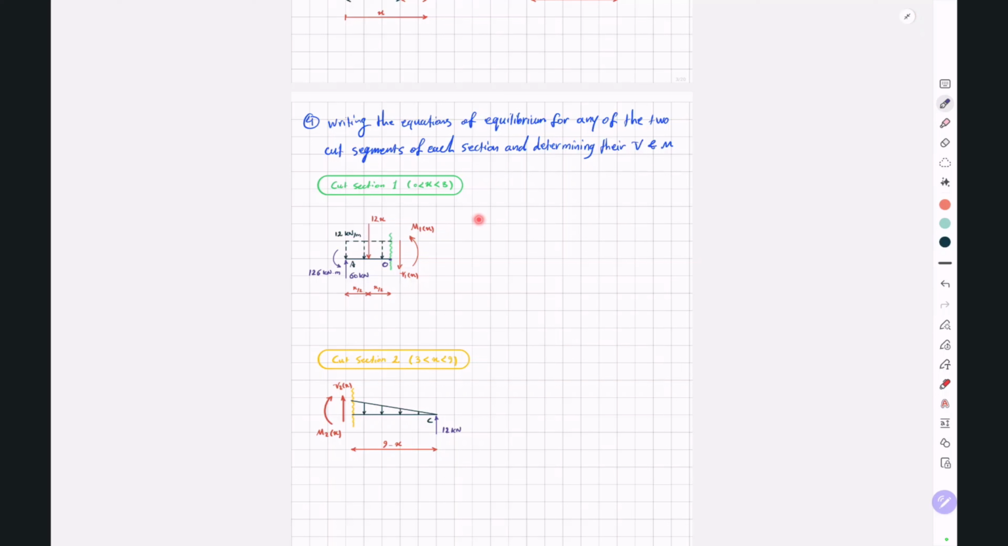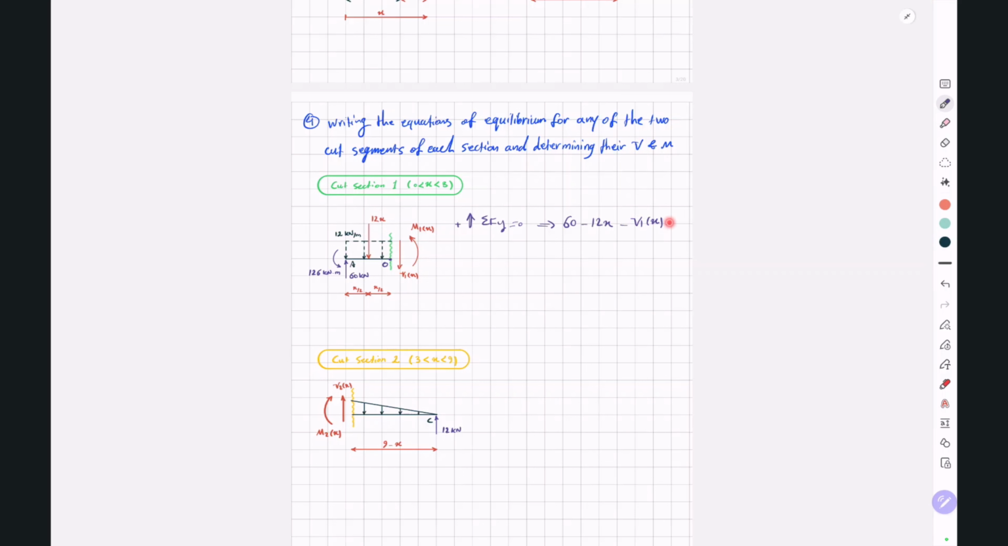Now in the y direction, if we write sigma Fy equal to 0, in this direction, we have 60 minus 12x minus V1x equal to 0. This will give us V1x equal to negative 12x plus 60. So for x between 0 to 3, our shear force can be determined using this function.